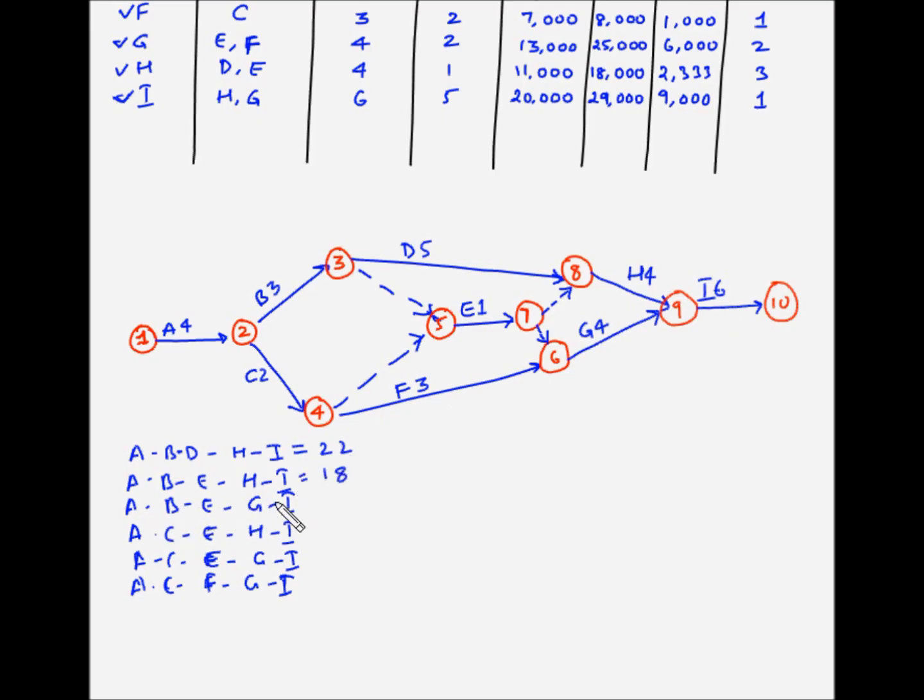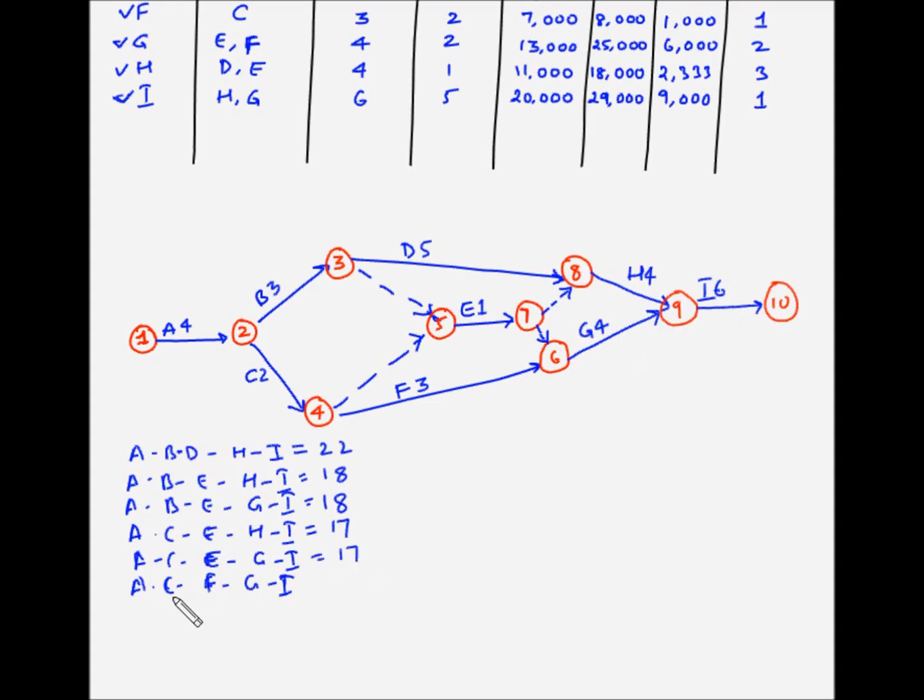The next one is A, B, E, G, I. So 4 plus 3 is 7, plus 1 is 8, plus 4 is 12, and plus 6 is 18. The next one is A, C, E, H, I. 4 plus 2 is 6, plus 1 is 7, plus 4 is 11, plus 6 is 17. Next is A, C, E, G, I. 4 plus 2 is 6, plus 1 is 7, plus 4 is 11, plus 6 is 17.